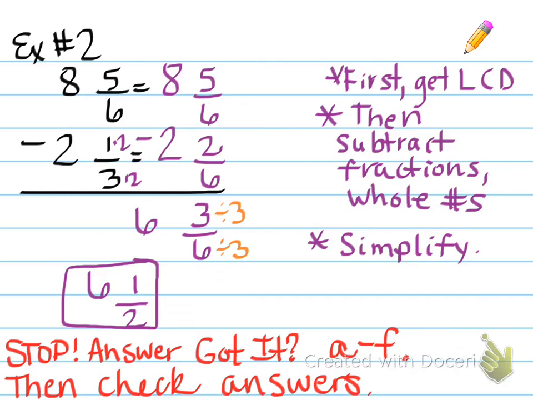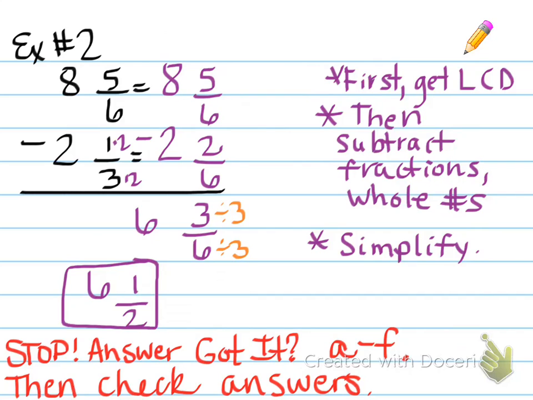So looking at example 2, you can see my work in purple. 8 and 5/6, we're just going to keep the same because 3 will go into 6 evenly. We're just going to change 2 and 1/3 to 2 and 2/6. Now, we are able to subtract 5/6 minus 2/6 and get 3/6. No problem there. 8 minus 2 is the whole number 6. The only thing that needs to be done is the simplifying.